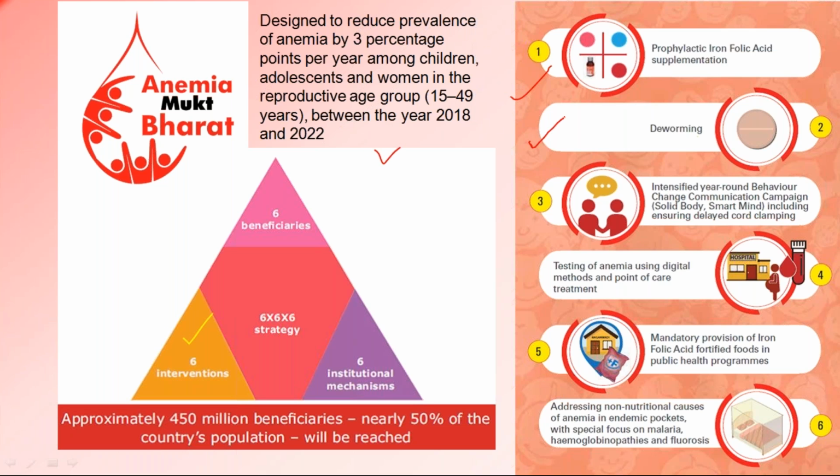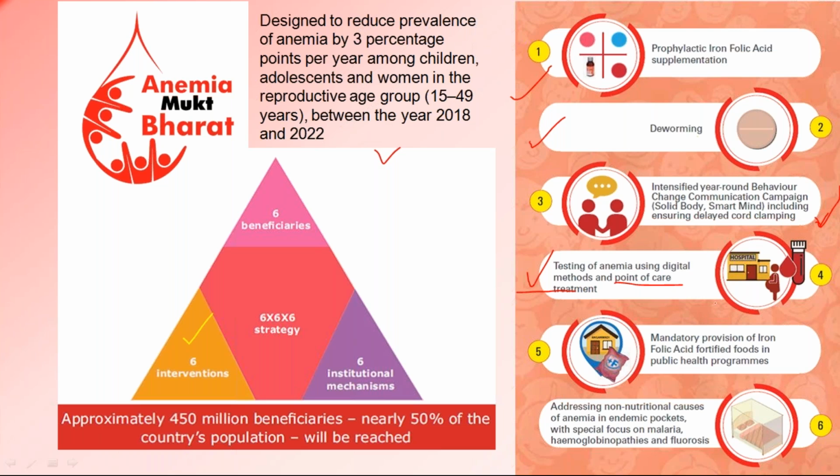Deworming, regular deworming. Intensified behavior change communication, that is actually Solid Body, Smart Mind, including ensuring delayed cord clamping. So delayed cord clamping and the nutritional aspects of child care are all covered under these behavioral changes. Now, testing for anemia by digital method, this is what is called point of care testing, POC. Taking hemoglobinometers to the field and testing then and there itself and telling whether the patient is anemic or not. Number 4.